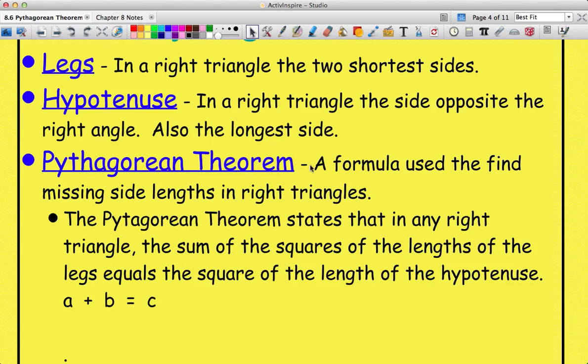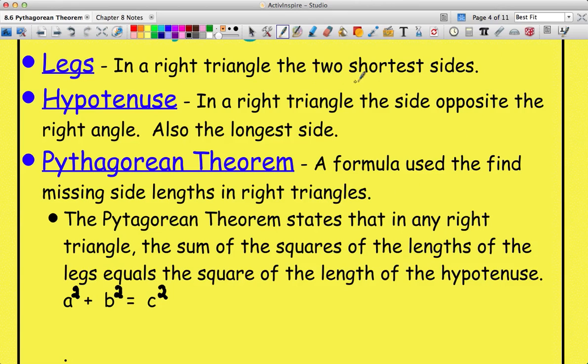The Pythagorean theorem is a formula used to find the missing side lengths in right triangles. The Pythagorean theorem states that in any right triangle, the sum of the squares of the lengths of the legs equals the square of the length of the hypotenuse. To make this plain and simple, if you take a squared plus b squared, it should give you c squared.